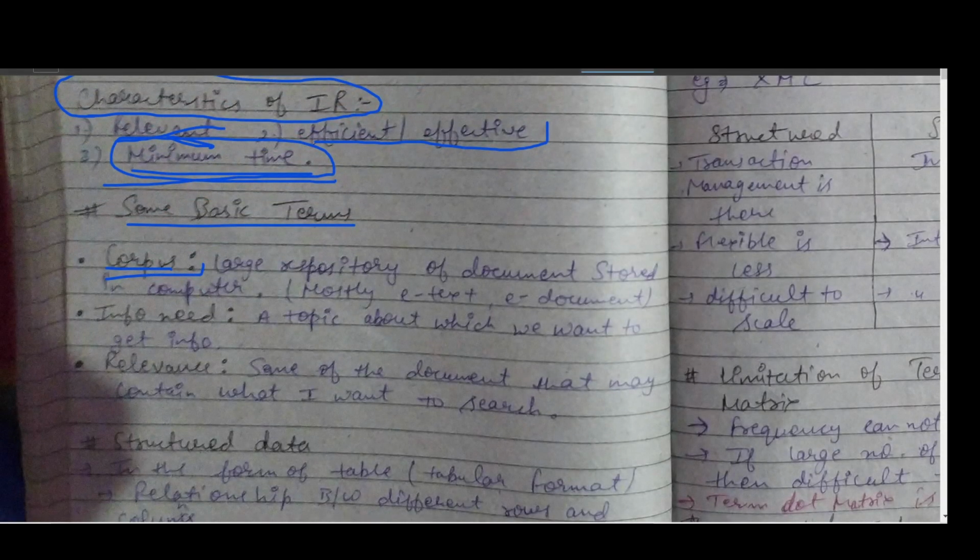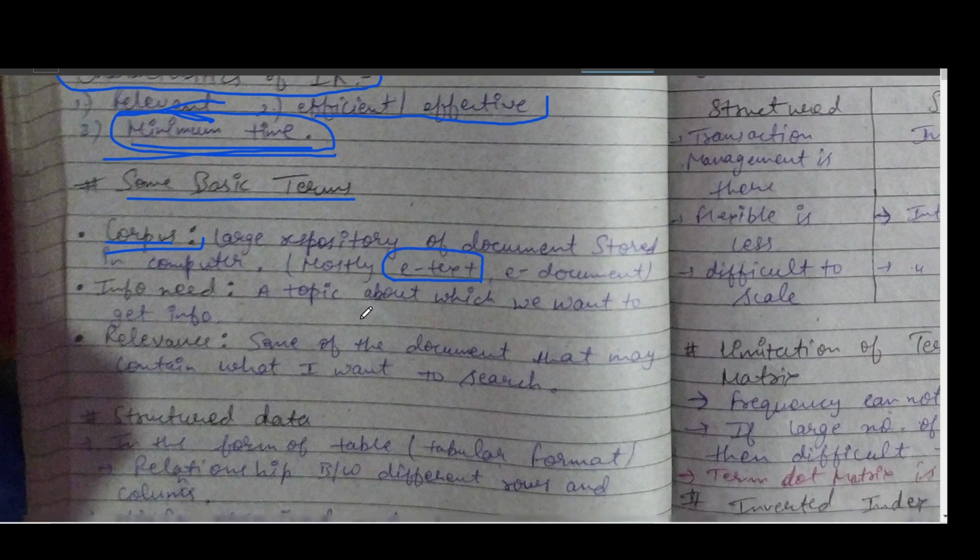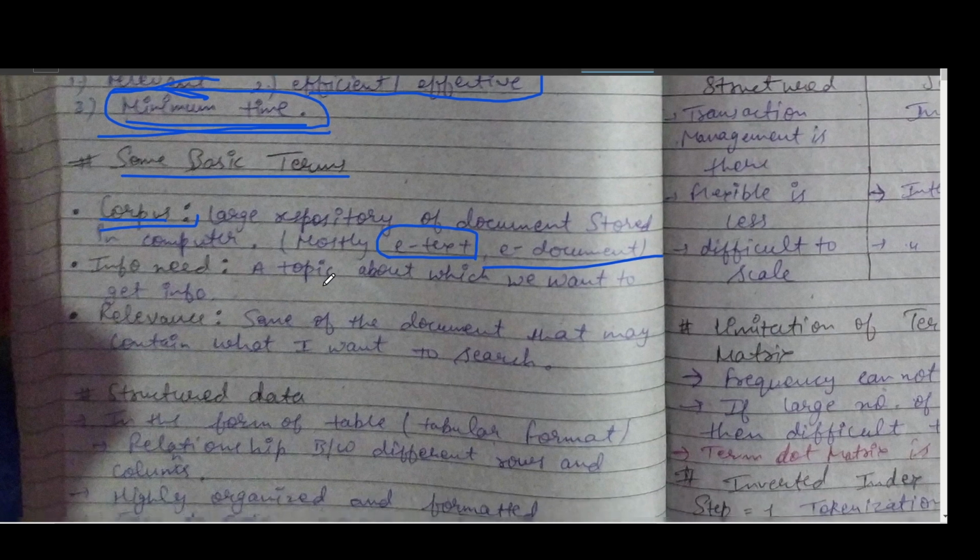Like I told you now, we have databases and data servers, they have electronic text. They don't have any physical text or documents, but they have electronic text or electronic documents. So corpus is nothing but a large repository, a large collection of documents in the form of electronic documents or electronic text, stored in the computer. So whenever someone says we have a large corpus, you should know it means a large collection of documents in the form of electronic text stored in a computer.